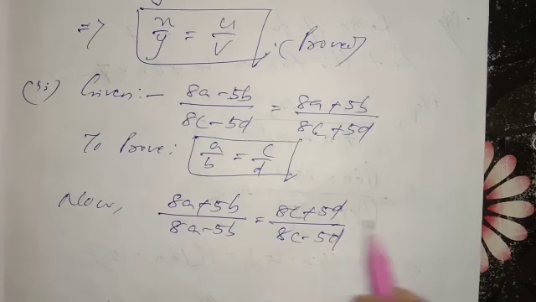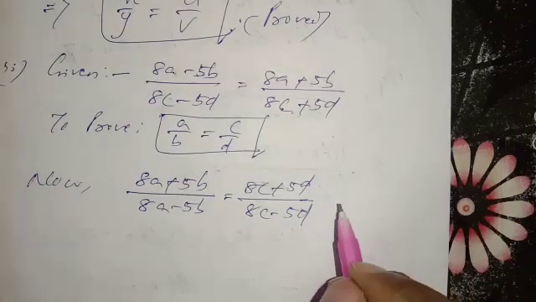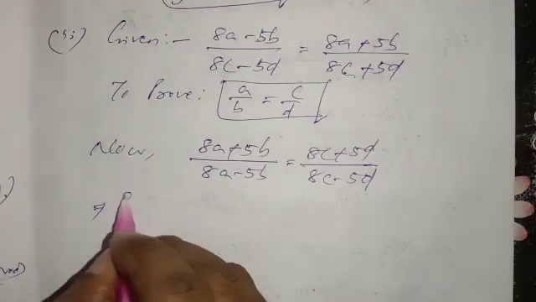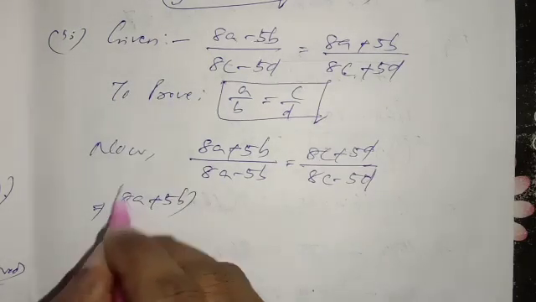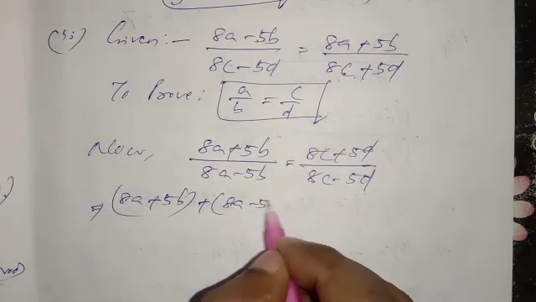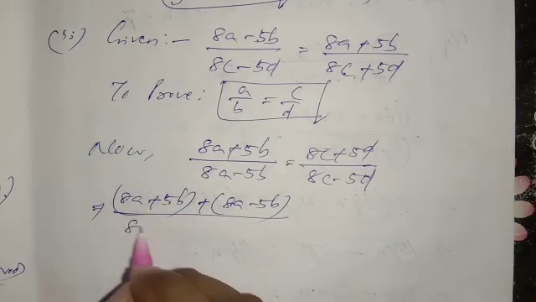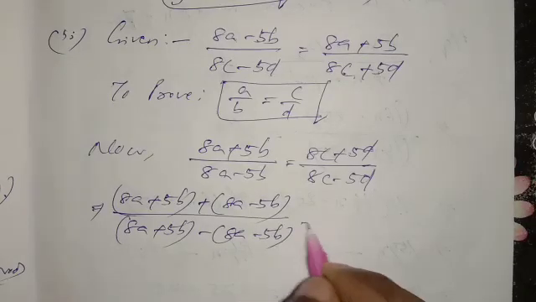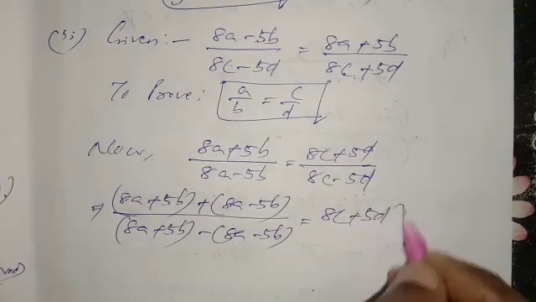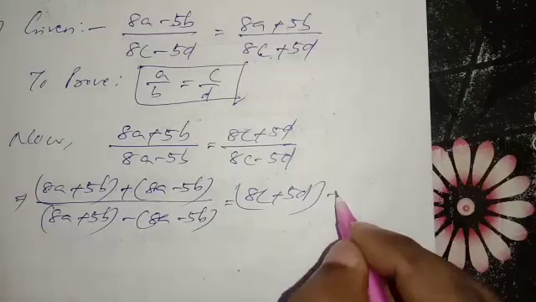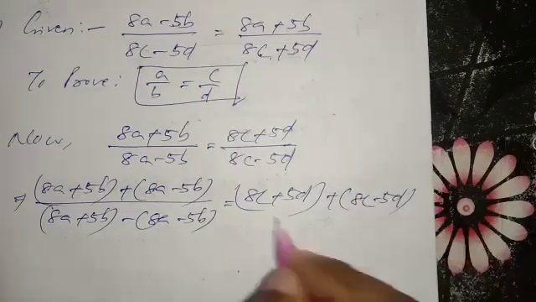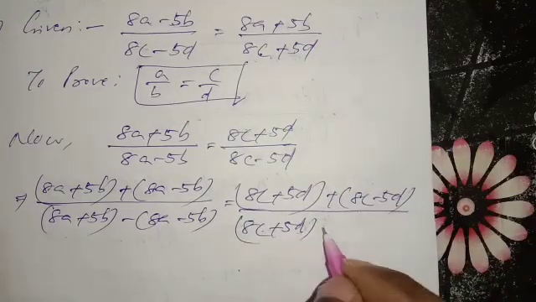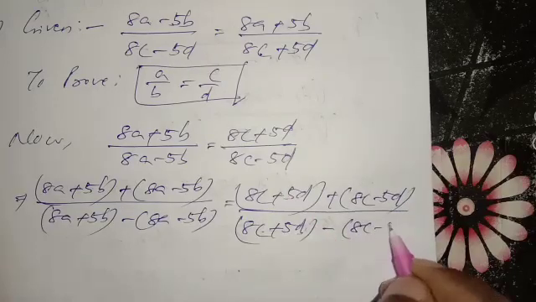The property is called alternando. Now using componendo and dividendo, what will we get here? (8a plus 5b) plus (8a minus 5b) whole divided by (8a plus 5b) minus (8a minus 5b). Same process, (8c plus 5d) plus (8c minus 5d) divided by same process, (8c plus 5d), numerator minus denominator, denominator means (8c minus 5d).